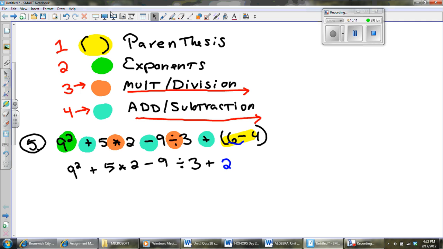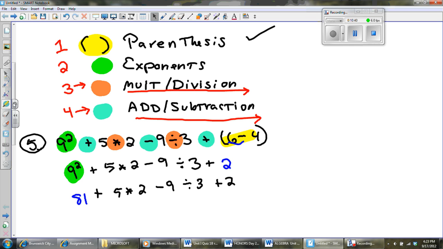Okay, so parentheses are complete. I shall check it off. Now I shall look for exponents. The exponents were in the first term. Yes, I will do the exponent part of the problem. 9 squared, 9 times 9 is 81. I shall bring down the rest of the problem. 5 times 2 minus 9 divided by 3 plus 2.